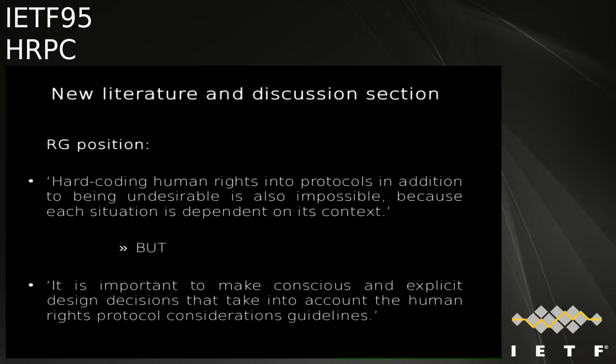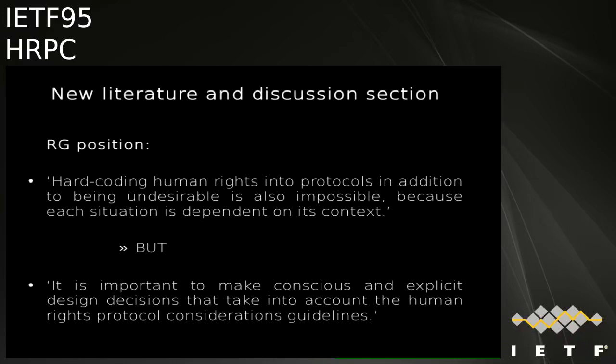It's probably also interesting to at least talk a little bit about the position of the research group, because I can imagine, especially in the beginning, that a lot of people were very nervous about where this is going, what exactly they are saying. So the position that we have now is that it's not necessary to hard code human rights into protocols. It's difficult, near to impossible, and you blaze over the fact that every situation is dependent on the specific context. That being said, it is important to at least make explicit the potential impact that design decisions have on social values, on human rights. And this can be done using the human rights protocol considerations.